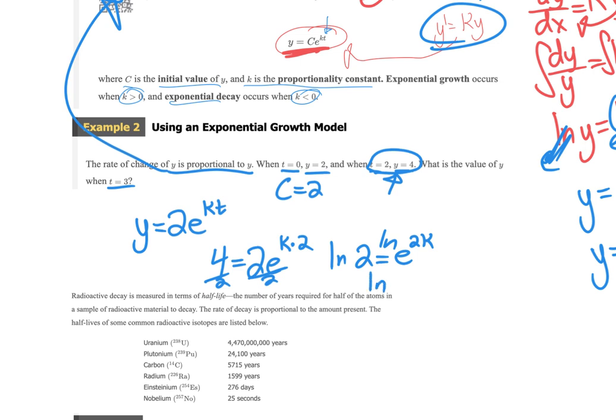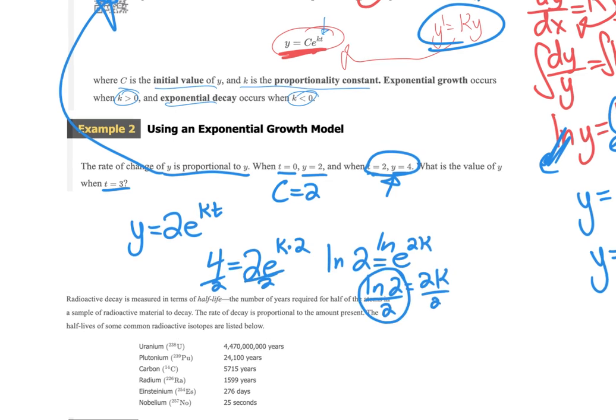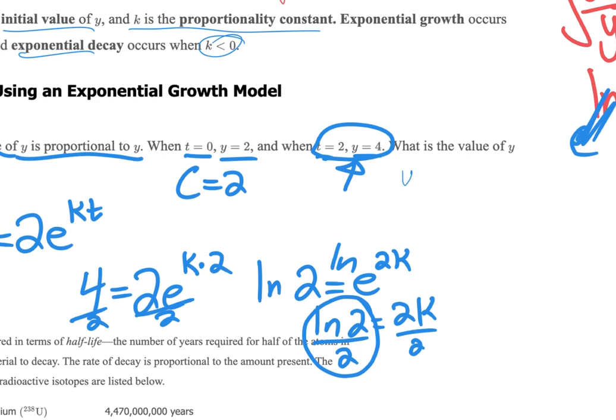So natural log of 2 equals 2k. So I'm going to divide by 2. And the natural log of 2 divided by 2 equals our k. So we can now write y equals 2e to the kt. Now when we do this, natural log of 2 divided by 2 is 0.3466. Oftentimes these proportionality constants will be given as a decimal. So that is our solution.